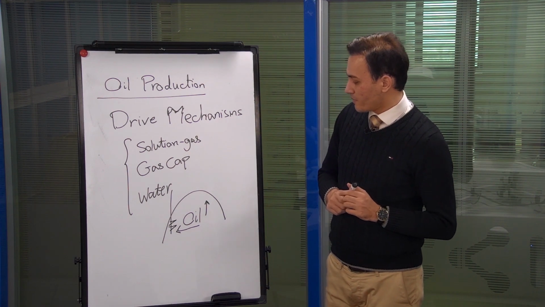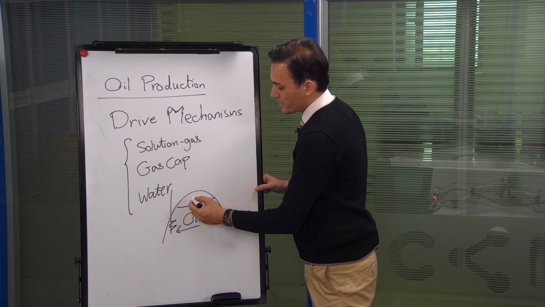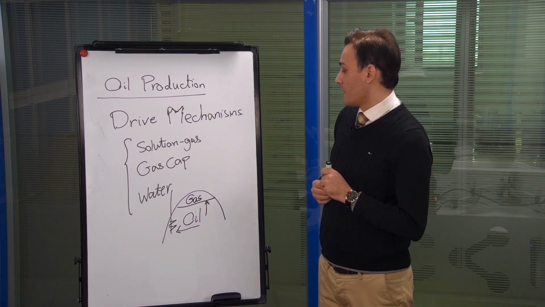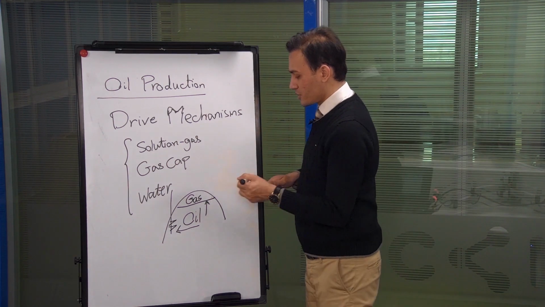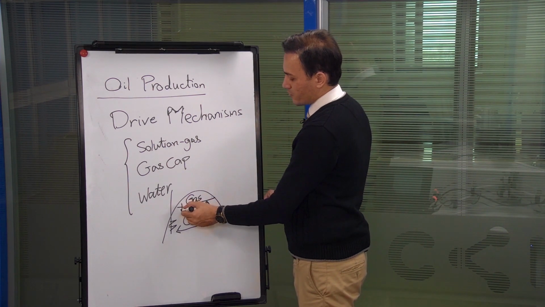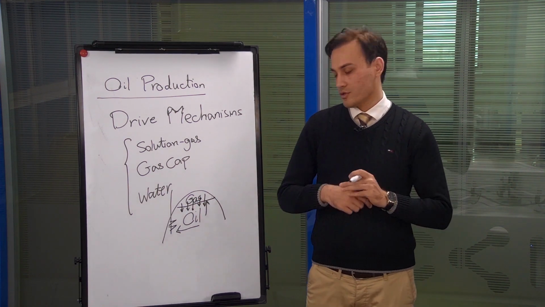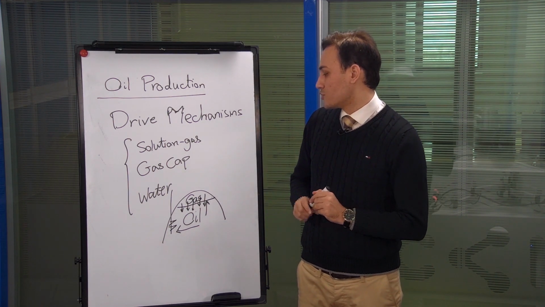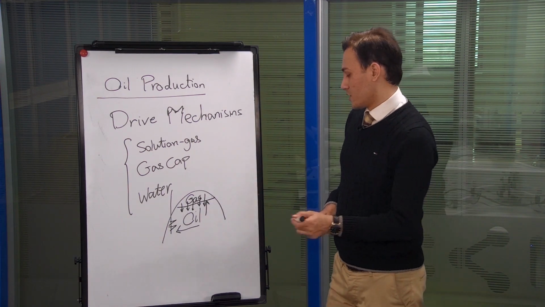For the case of gas cap, the pressure is lower than the bubble point pressure, and here we have a gas part. And when we have this, together with the production, the gas starts to expand. And when it expands, it will push this downward, pushing the oil toward the perforation, and it will cause additional recovery.